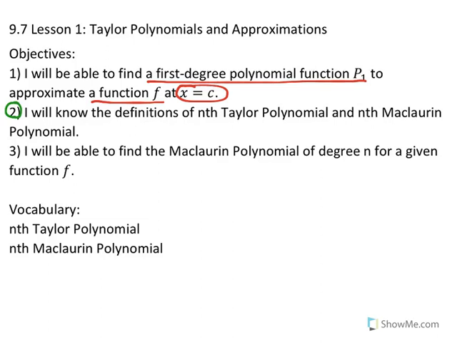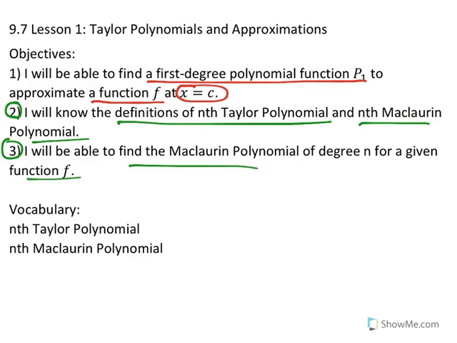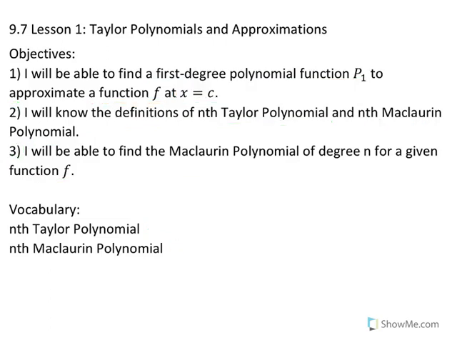And that will lead to the definitions of nth Taylor polynomial and nth Maclaurin polynomial. And then we will use that definition to find an nth degree Maclaurin polynomial for a given function f for objective 3. So our vocabulary for today is nth Taylor polynomial and nth Maclaurin polynomial. So let's take a look at objective 1.